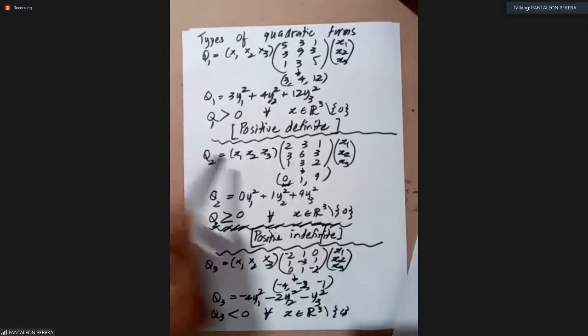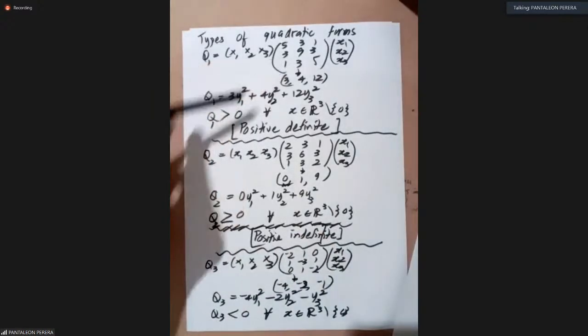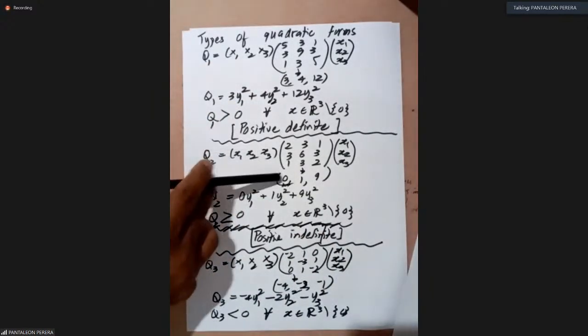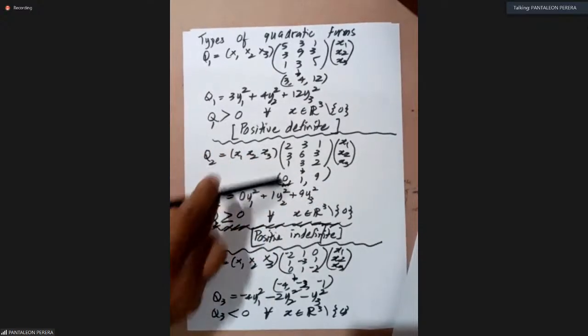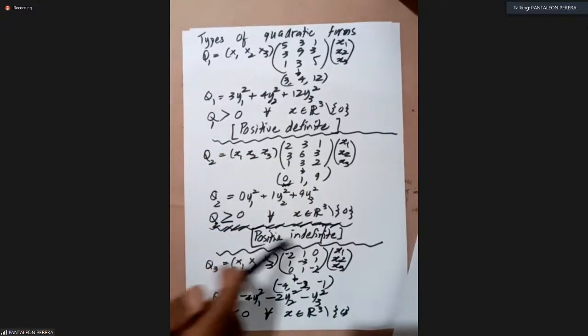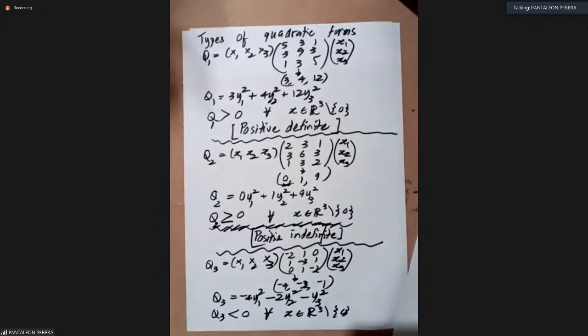It is based on the eigenvalues. If all the eigenvalues are positive, it's positive definite. If the eigenvalues are positive or zero, it is positive or zero, meaning positive, but not definitely.